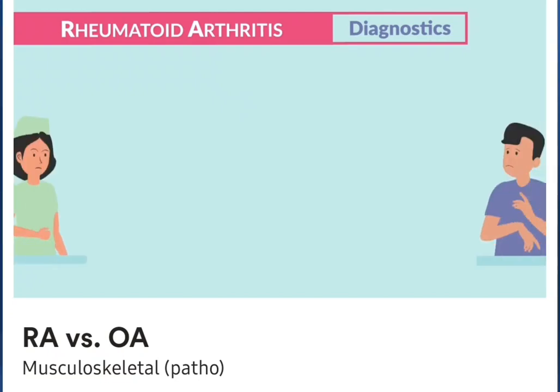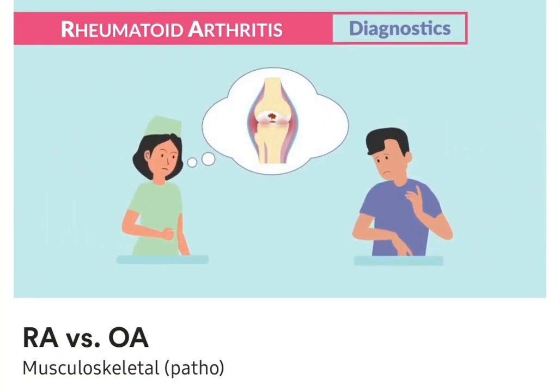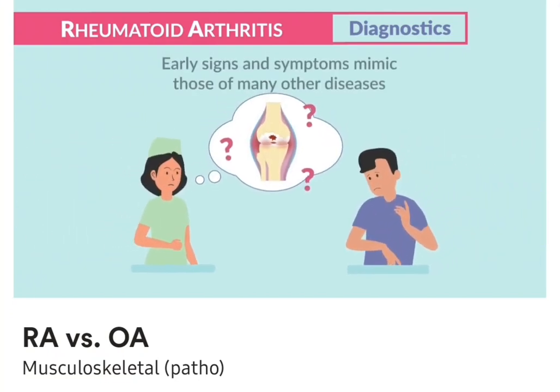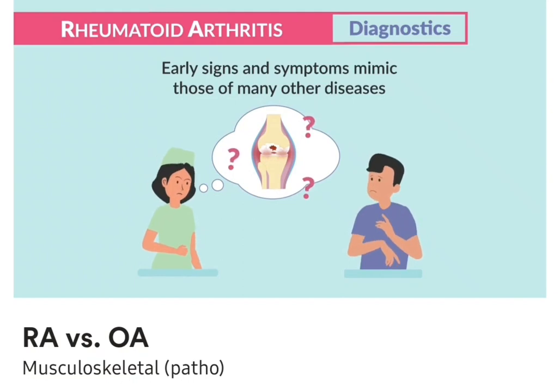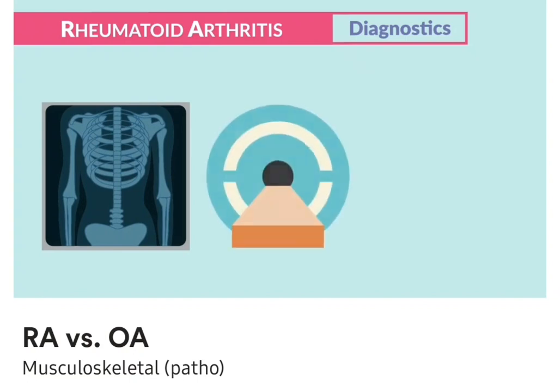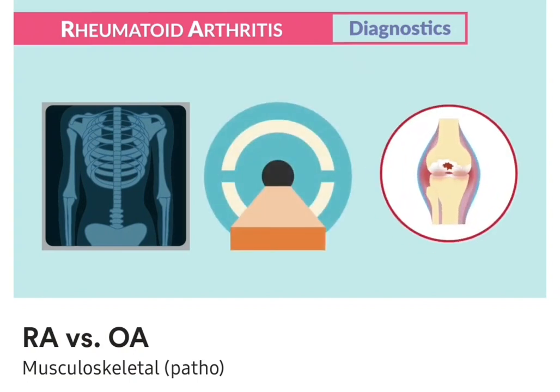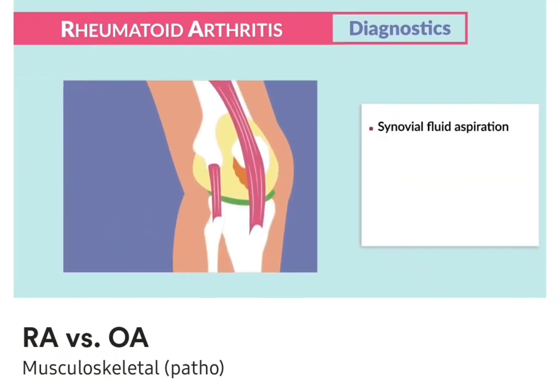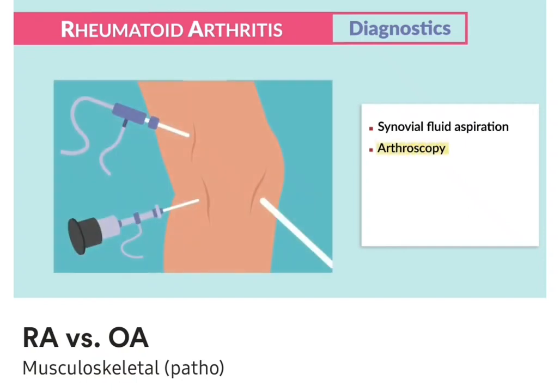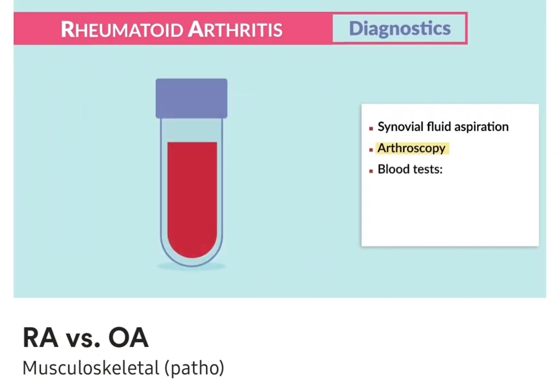Now, in terms of diagnostics, rheumatoid arthritis can be very difficult to diagnose since early signs and symptoms mimic those of many other diseases. So imaging like X-rays and MRIs are typically used, but it's very hard to diagnose during early stages. So a synovial fluid aspiration is used, where we take fluid out of the joint for testing. And arthroscopies provide direct visualization of the joint cavity, and samples can be taken, as well as blood tests.